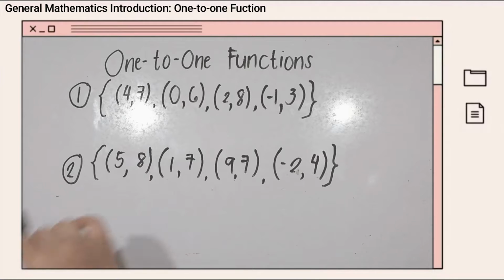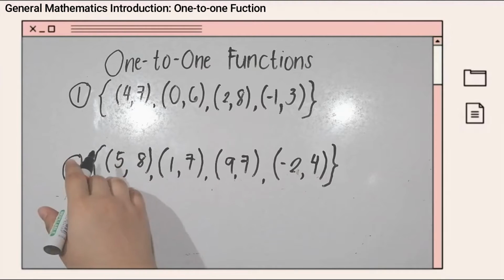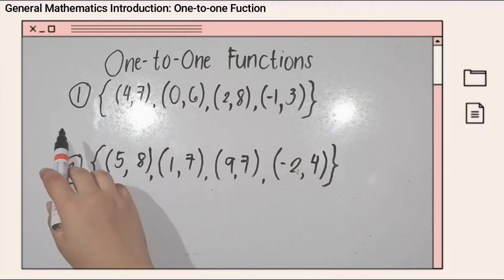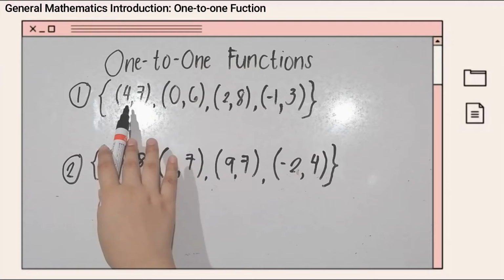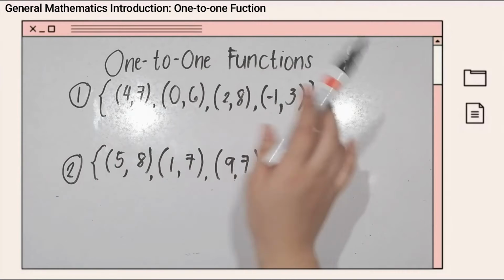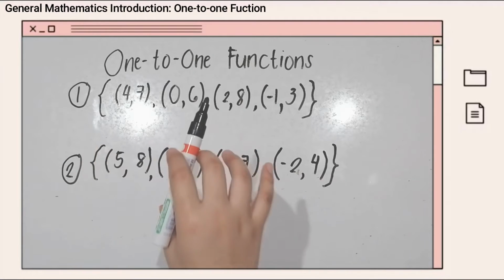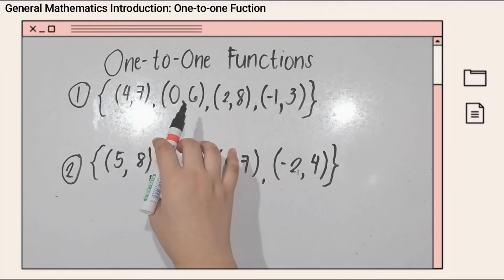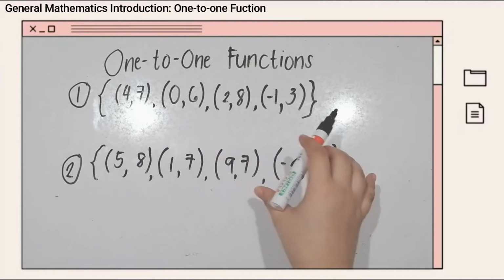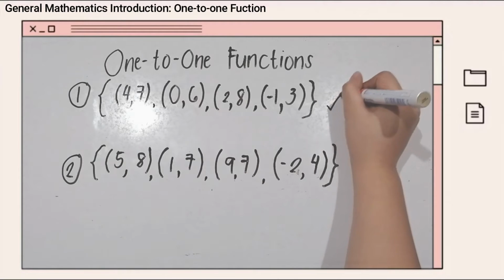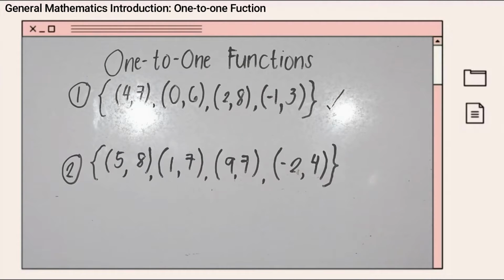So, I have here two given functions that are represented as ordered pairs. Given 1, we can see the inputs and the outputs. Now, is it a one-to-one function or not? It is a one-to-one function because there are no two distinct inputs that correspond to the same output. So, given 1 is a one-to-one function.